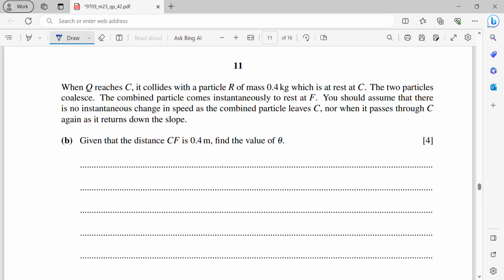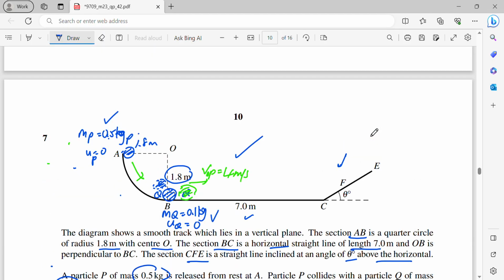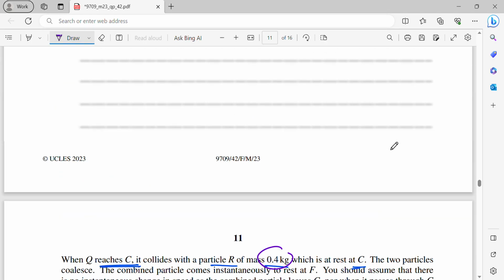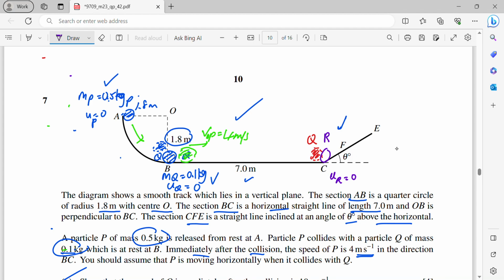Now, when Q reaches C, it collides with a particle R of mass 0.4 kilogram, which is at rest at C. So here we have another particle. The Q already reaches C. This is your Q, and then you have another particle here, this is the R. So U_R equals 0 because it is at rest, and M_R is 0.4 kilograms.